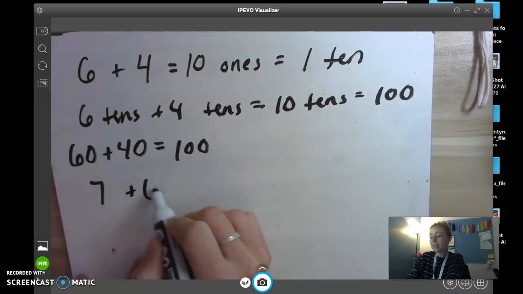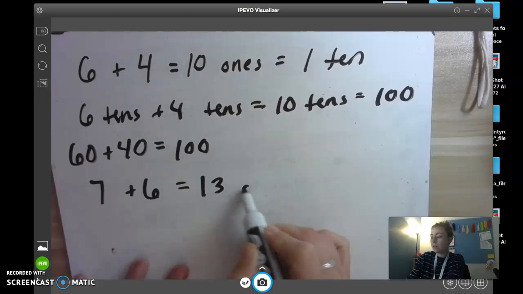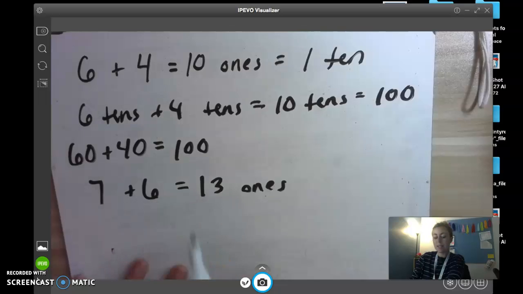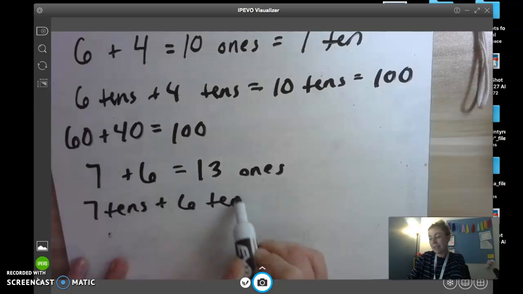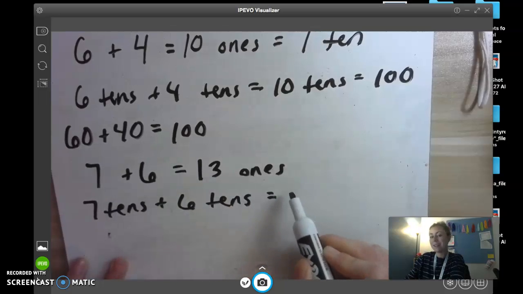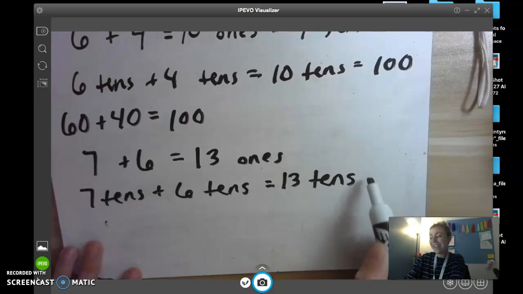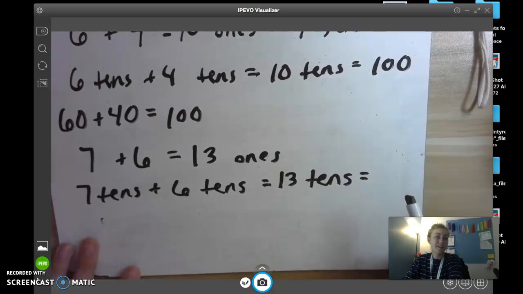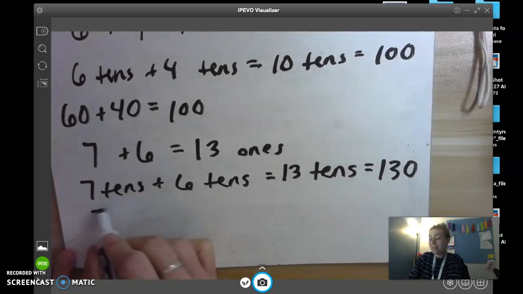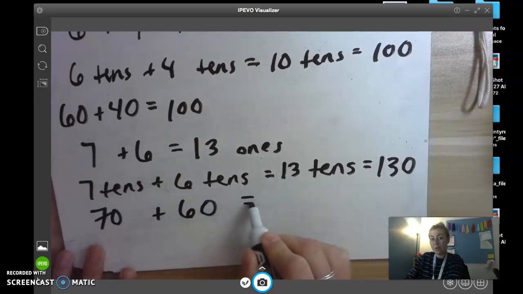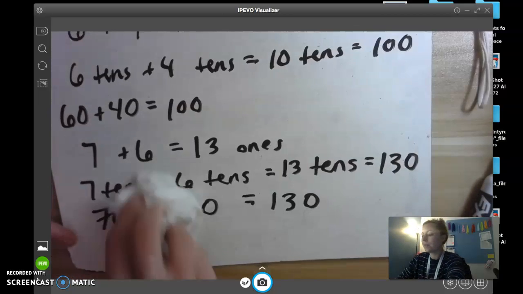7 ones plus 6 ones is, good, 13 ones. So 7 plus 6 is 13. 7 tens and 6 tens is 13 tens. Good. And 13 tens is the same as 130. Perfect. So that means that 70 plus 60 equals 130. Good. Nice work. Let's keep going.